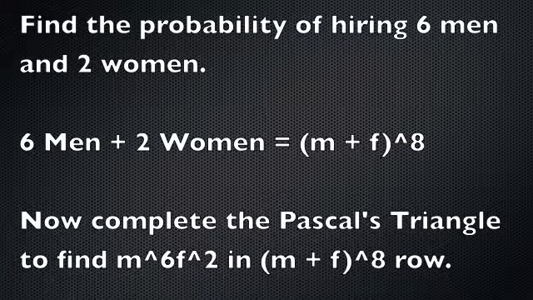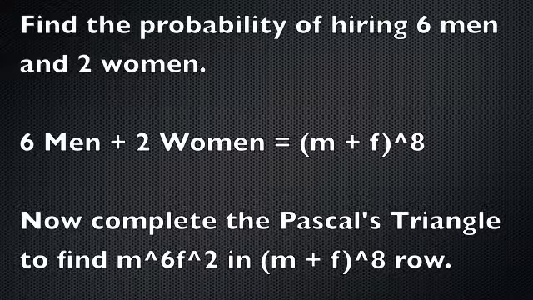Now, let us work on a problem. Find the probability of hiring 6 men and 2 women. As you know, 6 men plus 2 women would be 8. So therefore you have the equation that you are starting with.